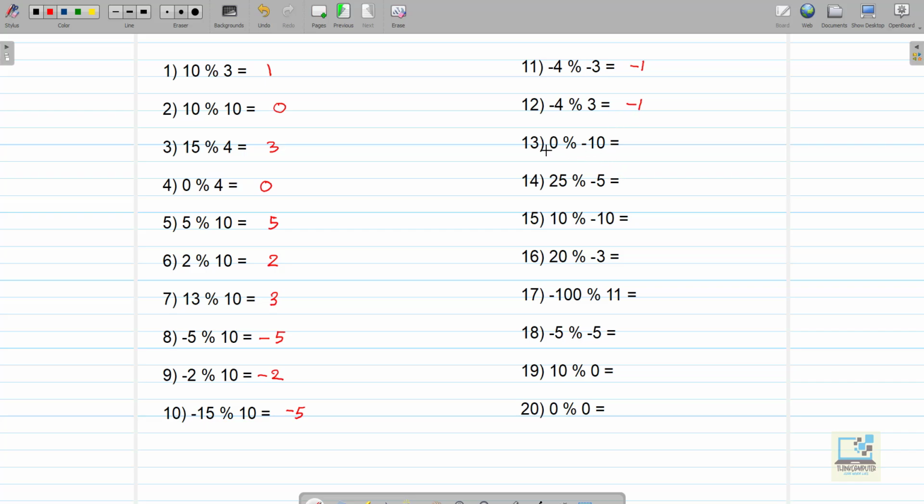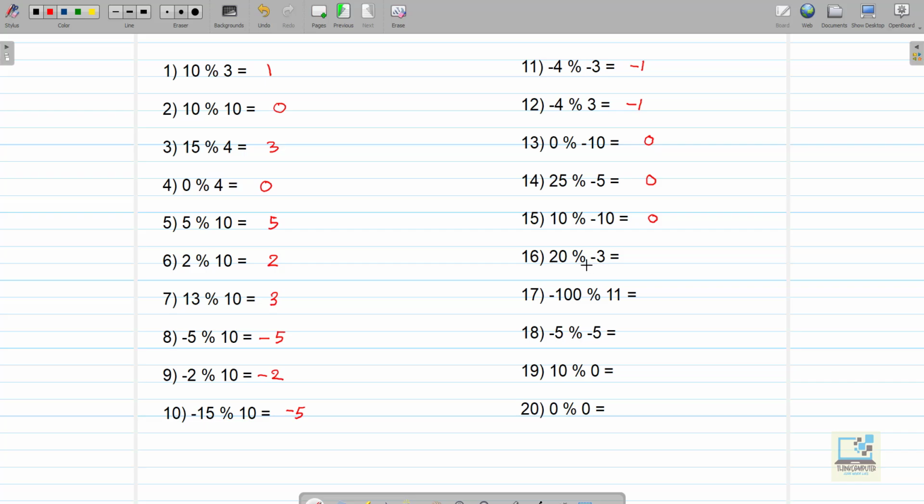Next example, 0 mod minus 10. Ignore the minus sign. What is that? 0 mod 10, right? So 0 mod 10 will be 0. Next, 25 mod minus 5. Ignore the minus sign. 25 mod 5. 5 5s are 25. No remainder. 0. Next, 10 mod 10. Same way I am saying, ignore the minus sign. 10 mod 10, no remainder. So 0.